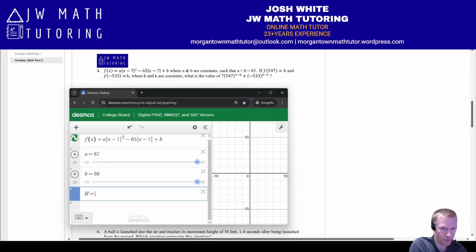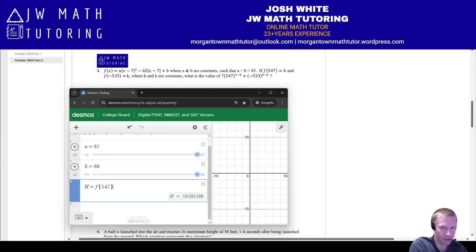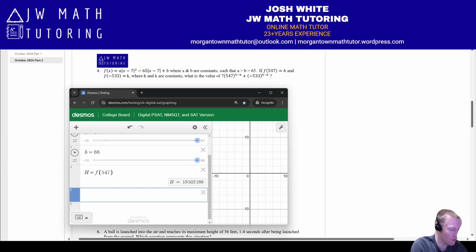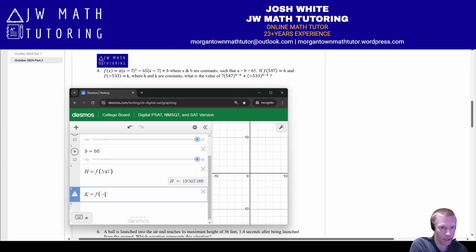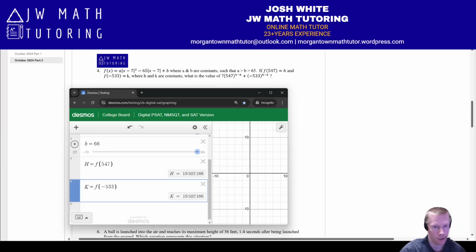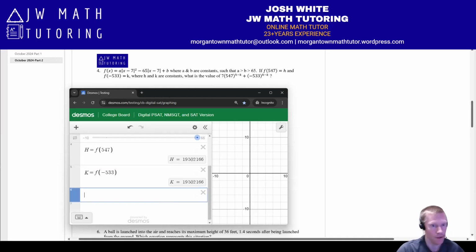let's do it this way. H equals F of 547. Okay, it's some gigantic number, but it actually doesn't matter what it is. K equals F of negative 533. Just so far, notice H and K are identical. Okay, just make a note of that. I'll talk about that in a little bit.